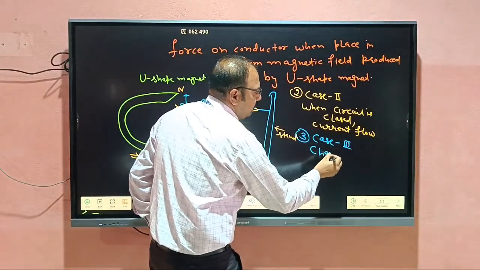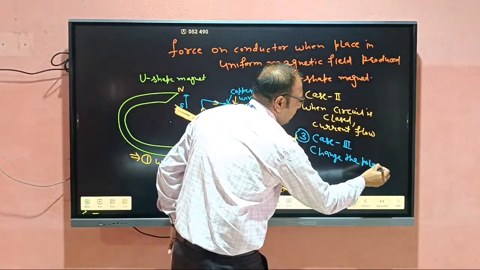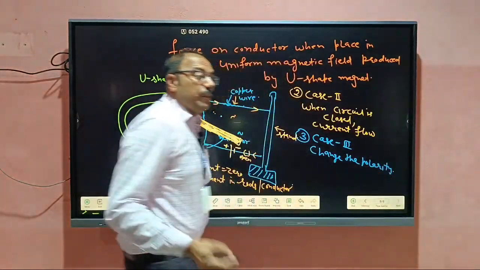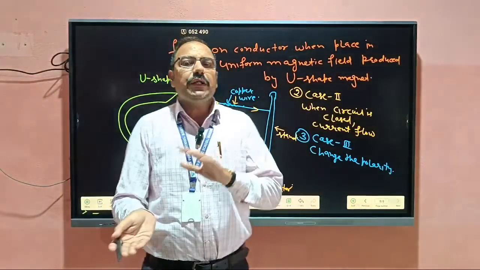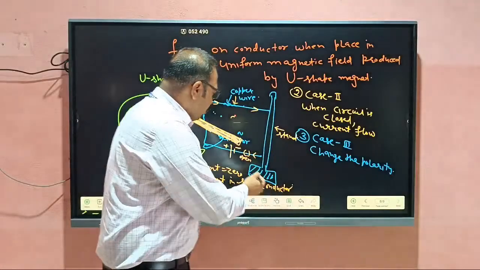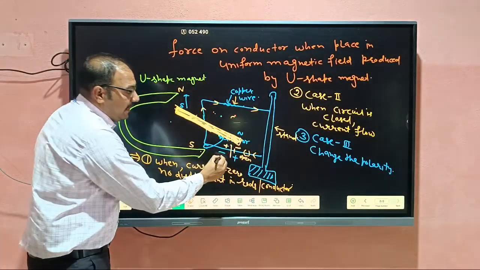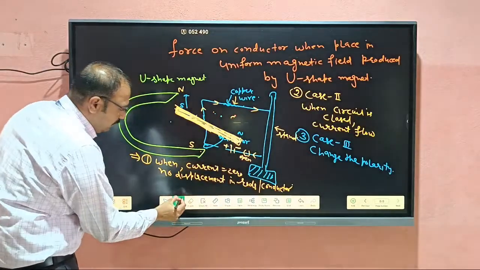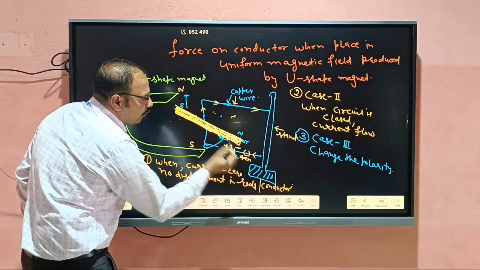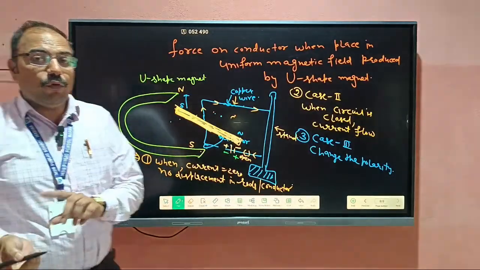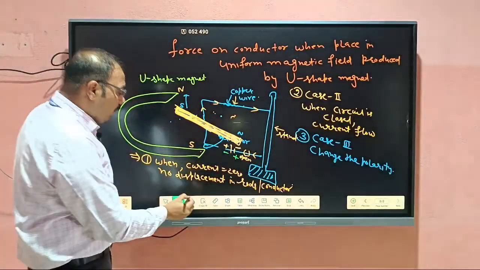And the third case: change the polarity. What is the meaning of changing the polarity? Changing the polarity means you interchange the positive and negative connections. So here what happened? This is negative and this is positive. So we make this change, like this is negative and this is positive. So if we change the polarity of the battery, what happens? Then the direction of the current changes. So here what is the direction of the current?